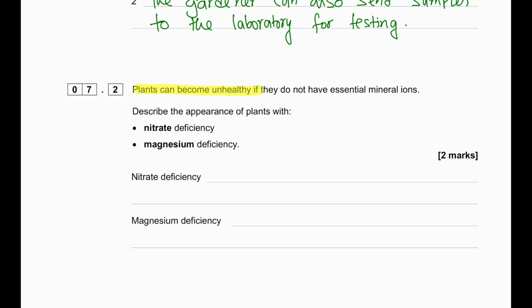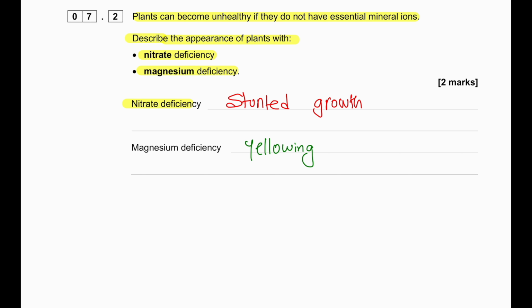Plants can become unhealthy if they do not have essential mineral ions. Describe the appearance of plants with nitrate deficiency and magnesium deficiency. So, for example, if a plant has nitrate deficiency, the plant will have stunted growth. If the plant has magnesium deficiency, then the leaves will become yellow.